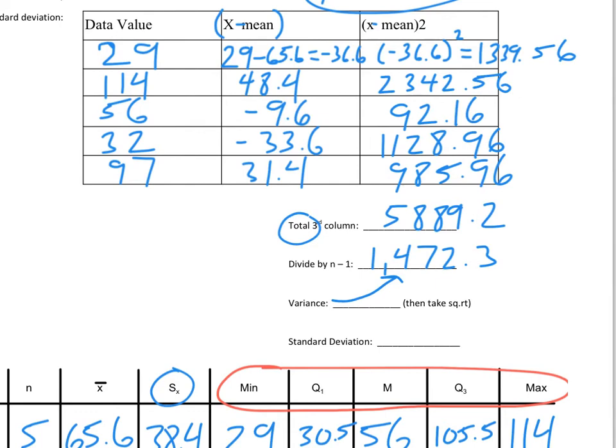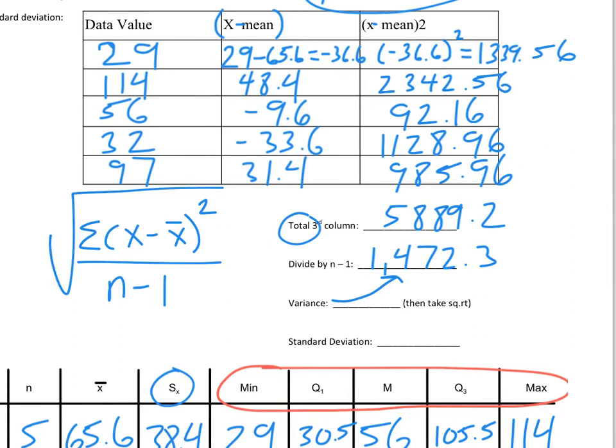Now, equation-wise, what we have done so far is we've taken the sum of each piece of data when we took away the mean and squared it. We divide by n minus 1. And remember how we squared everything? Oh yeah, we need to undo that with a square root. And we get 38.4. Okay?